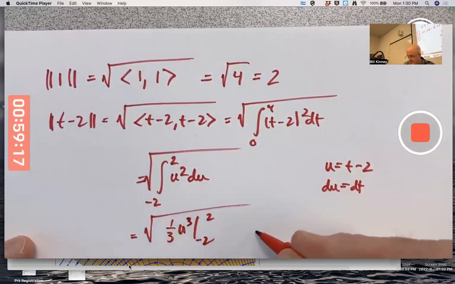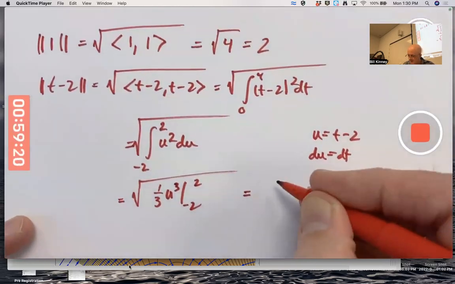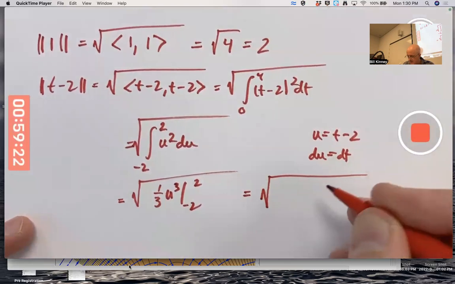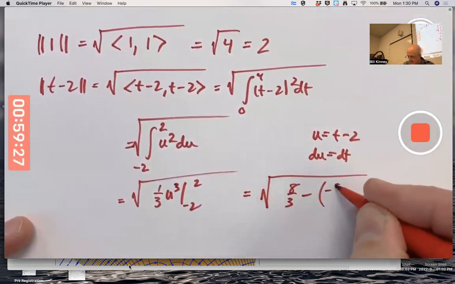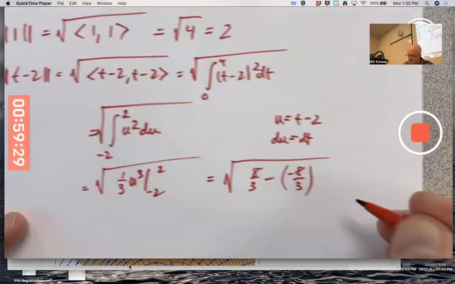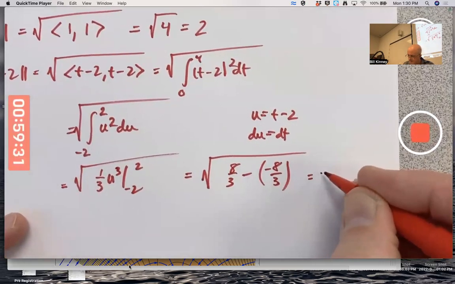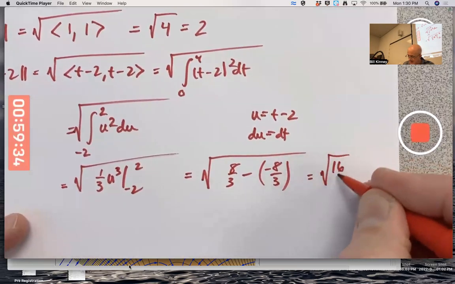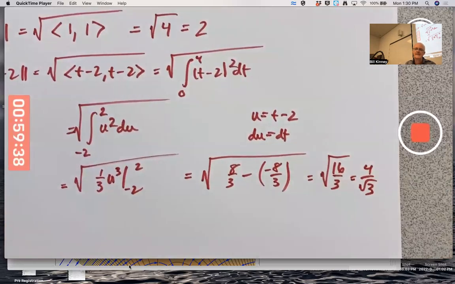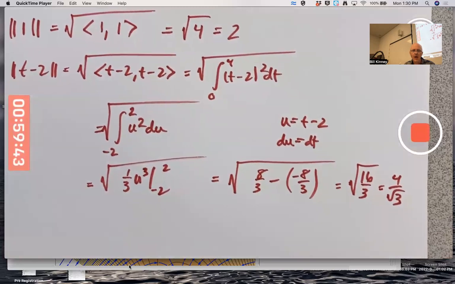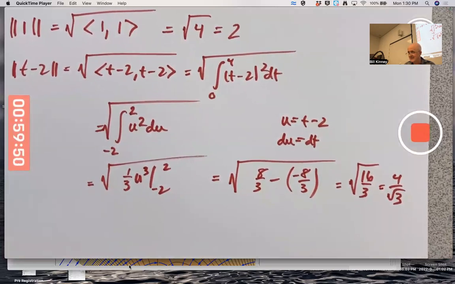Actually, it's an even function, so I could make quicker work of this, but it looks like it's going to be, in the end, the square root of 16/3, which would be 4 over the square root of 3. A little bit bigger than 2. You'd want to divide these functions by those numbers to find an orthonormal basis.